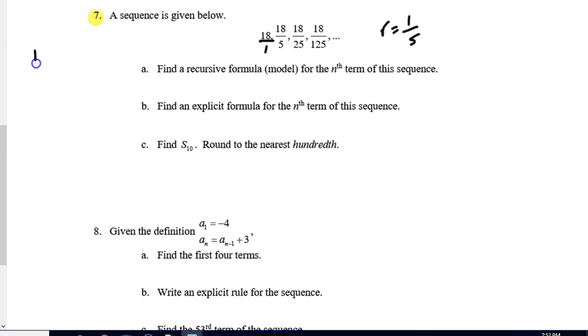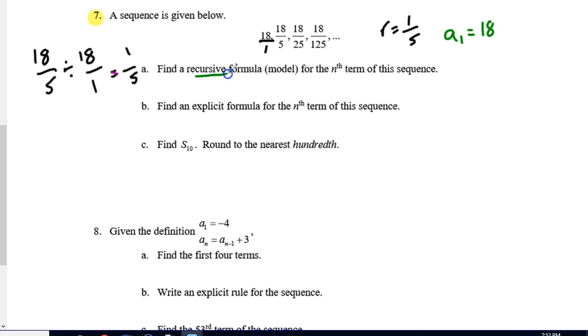So you could take 18/5 divided by 18, and you can just divide across if you like. 18 over 18 is 1. 5 divided by 1 is 5. All right? So 1/5. So we know r is 1/5. We know a sub 1 is 18.